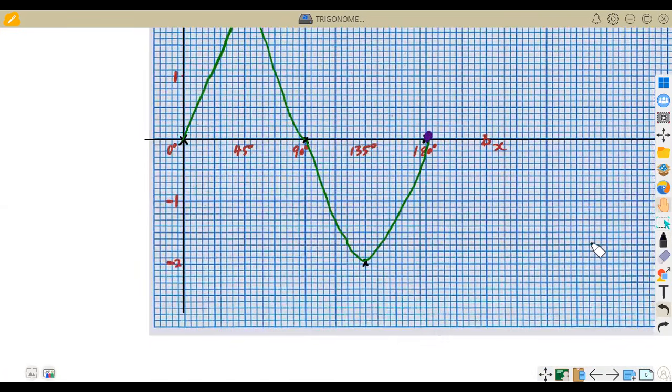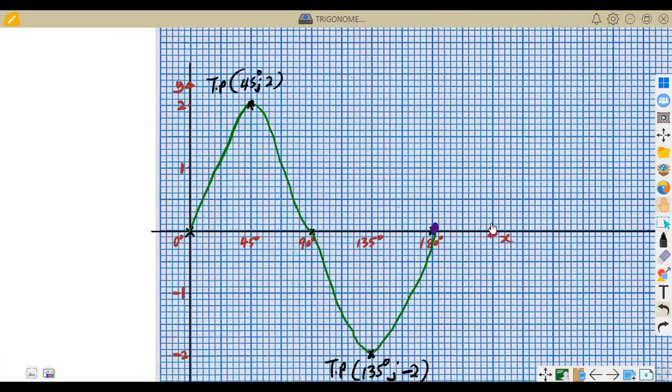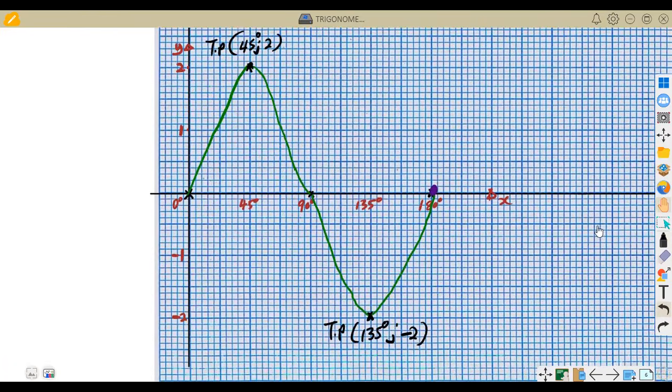The minimum turning point is at this point of 130, versus what? Versus -2. So x there, like I said, is an angle, but the value of y is just a normal value, which is -2. It's a turning point again. So here we are talking about a turning point, and here again a turning point: maximum and minimum. All right, so that was the graph of f of x.